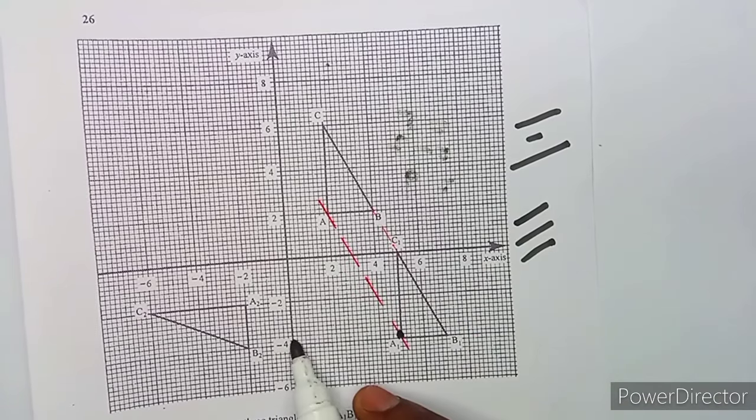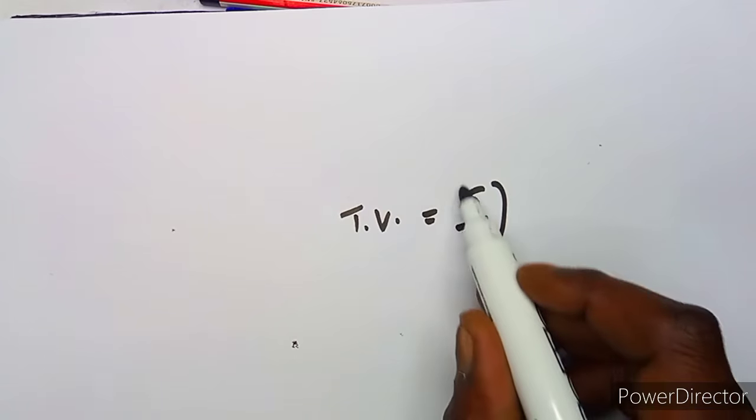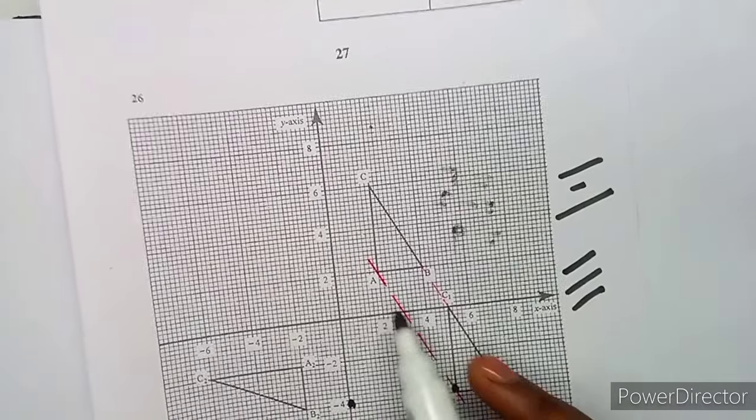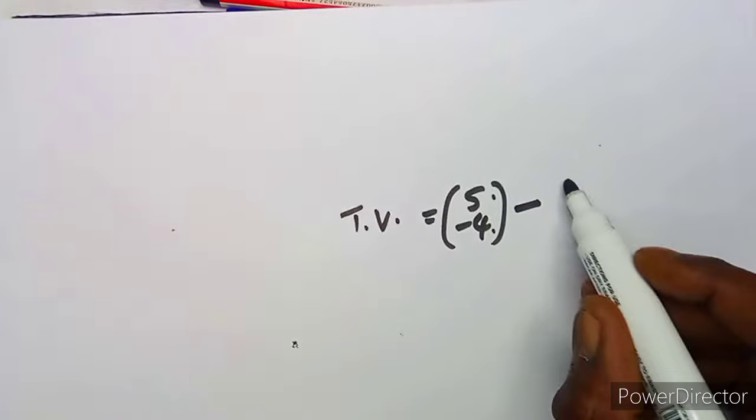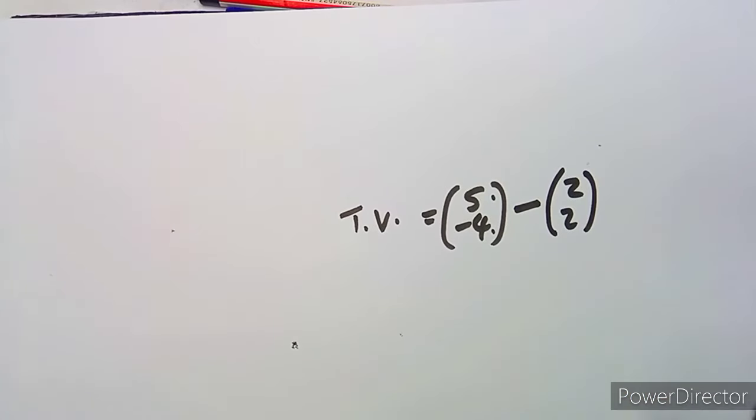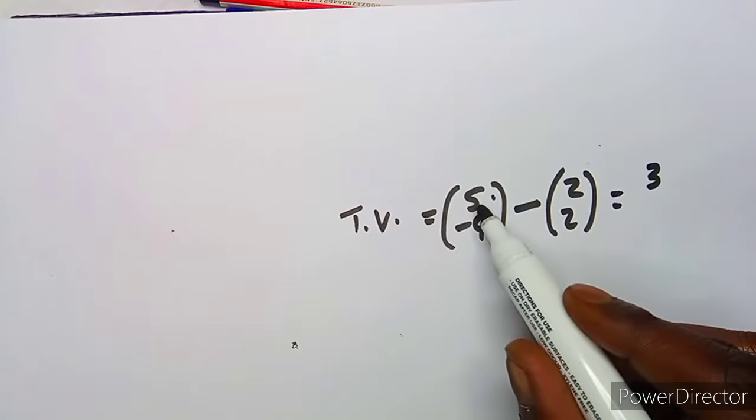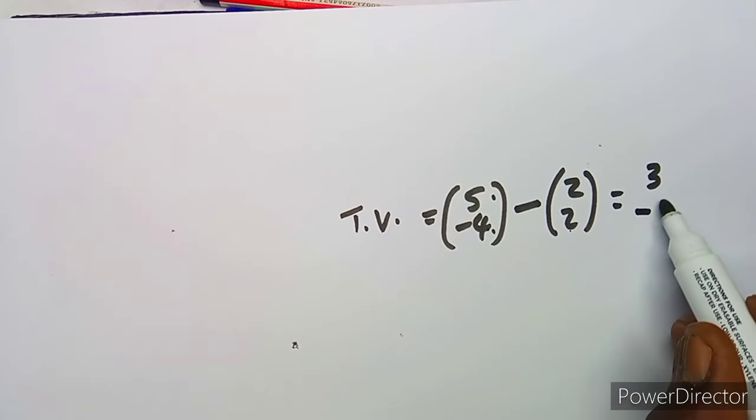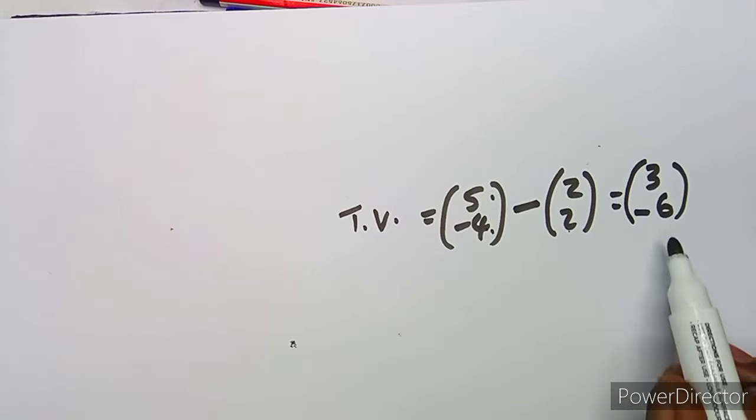So this is 5 minus 4. We are going to take as a vector (5, 4) minus the point A, which is (2, 2). So the point A is (2, 2). All right. If we simplify this, it is going to give us 5 minus 2, which is 3, and minus 4 minus 2, which is minus 6. Like that. All right.